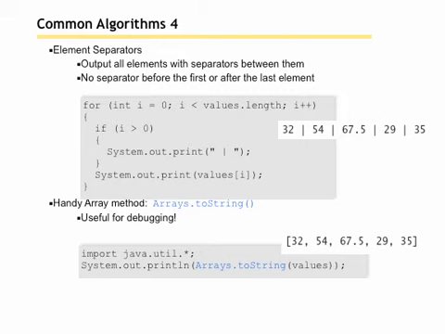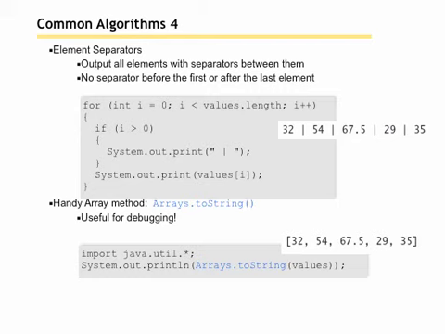Element separators. Sometimes we want to print some formatting between our numbers, such as a comma or maybe a vertical bar. To do this, we want to output all the elements with separators between them. We don't want to have a separator before the first element or after the last element.